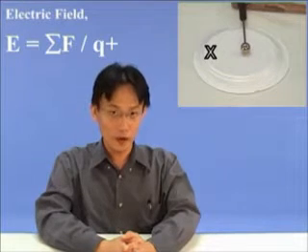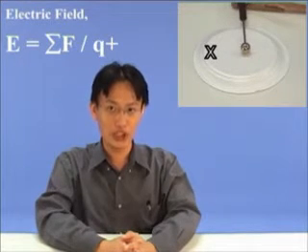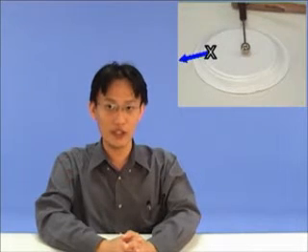What is the direction of the E field at this point due to the steel sphere? Remember, E field is defined as the resultant force per unit positive charge. So, the direction of the E field is pointing away from the steel sphere.